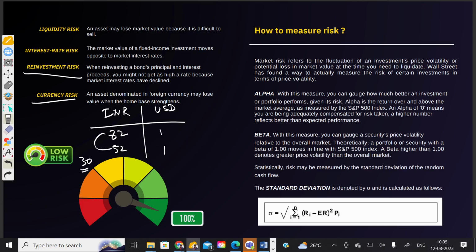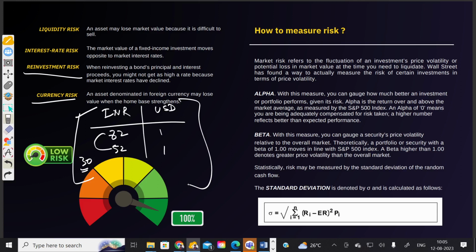So even if you make, let's say, a handsome return from the Indian market, and if you convert or compare that with the dollar, you might see a negative impact on your investment because the rupee has depreciated already. Now at the moment you will have to pay 30 rupees extra.